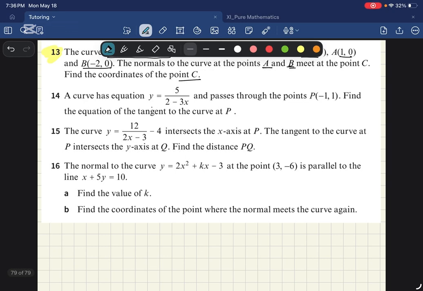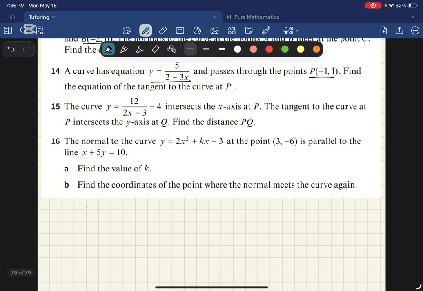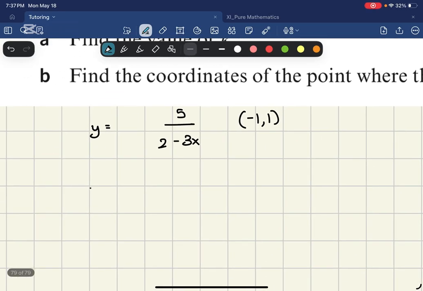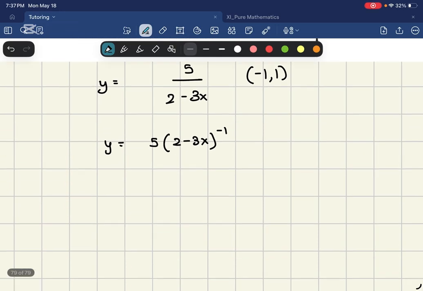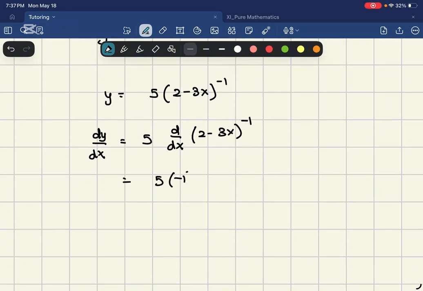Question 14. A curve has this equation and passes through this point. Basically, we need the equation of the tangent line. So y is equal to 5 over 2 minus 3x at the point (-1, 1). So let's write this as 5 times (2 minus 3x) to the power negative 1. It's the same thing. Now, this makes it easier for me to calculate dy by dx. So it's going to be 5 d by dx of (2 minus 3x) to the power minus 1. So that is going to be 5 times minus 1 times (2 minus 3x) to the power negative 2.